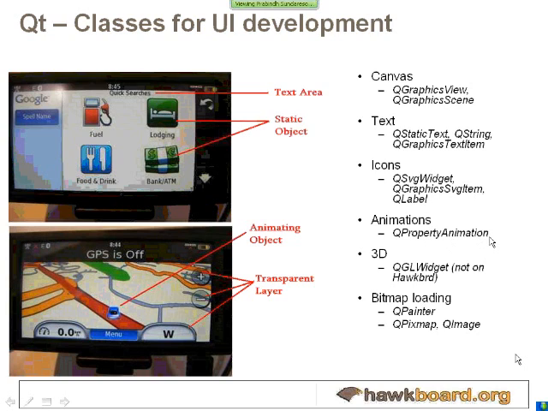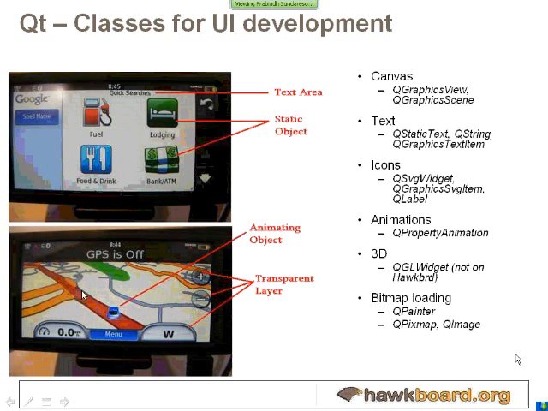For animations, the standard class is QPropertyAnimation. This again was added in Qt 4.7. In the earlier versions, there are other equivalent classes which are available. For 3D, the class is the visual widget, so this is not available on HawkBoard as we discussed earlier.